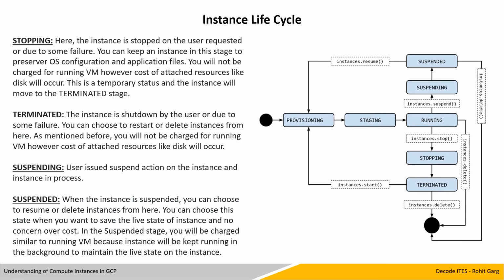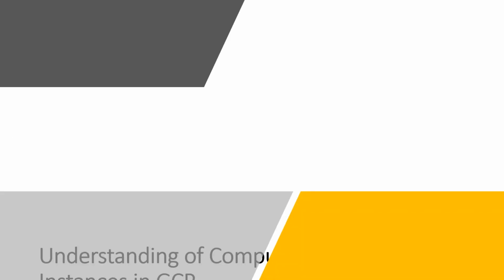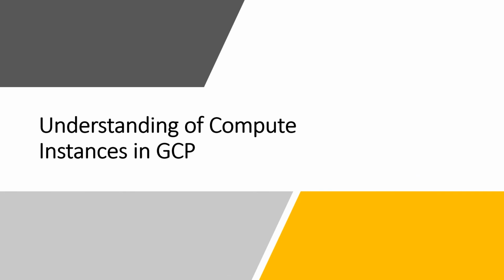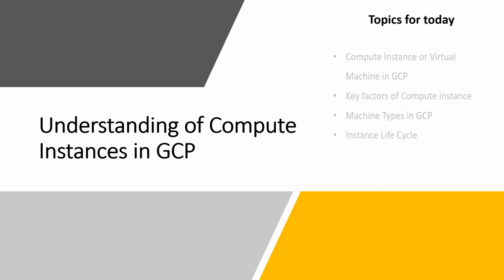Fourth stage is stopping. Here the instance is stopped on user request or due to some failures. We have completed our today's lesson on understanding compute instances or virtual machines in Google Cloud Platform.